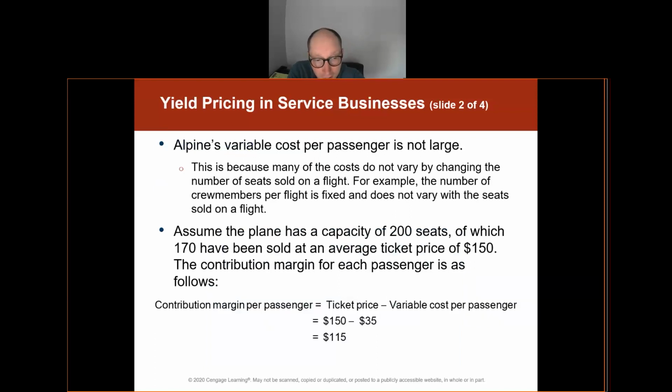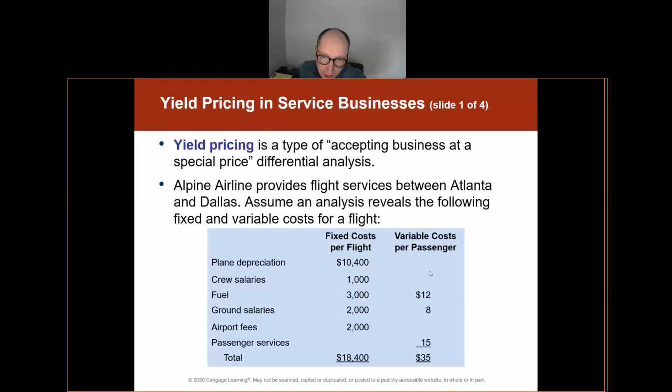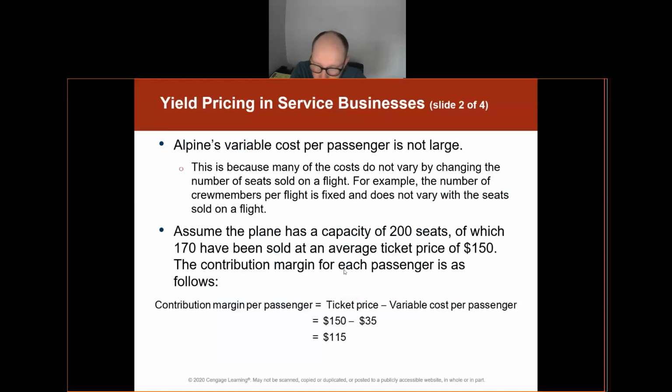But to find the contribution margin per passenger or per guest, find the ticket price, that's how much you sold the airline ticket for or the hotel room night for, minus the variable cost per guest or per customer. In our example, the variable cost per passenger is $35. Do the same thing for guests, right? Sales ticket price minus variable cost per passenger, $115 per passenger.